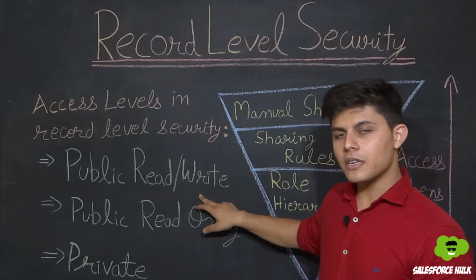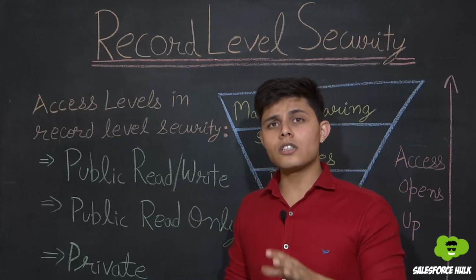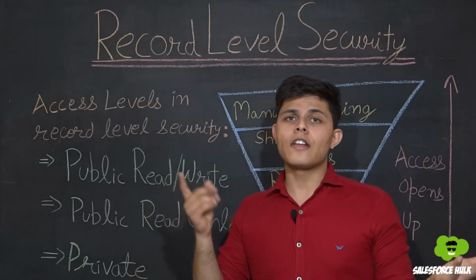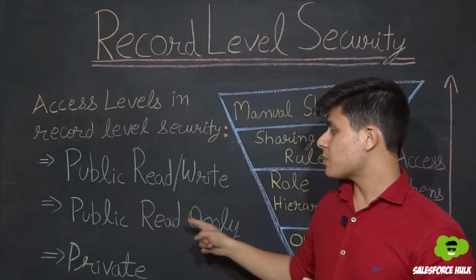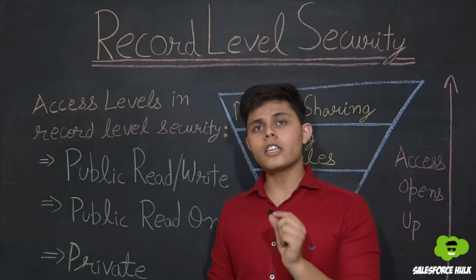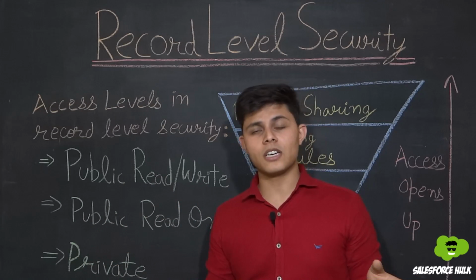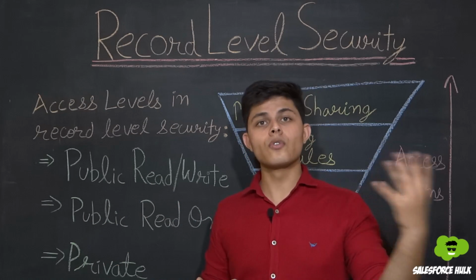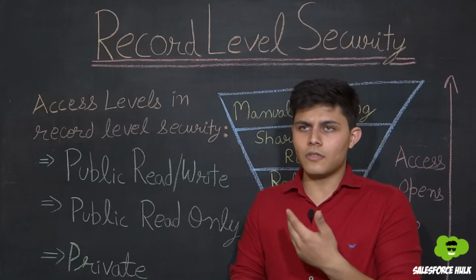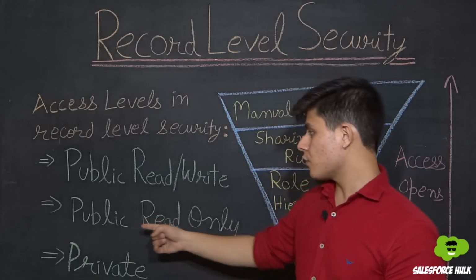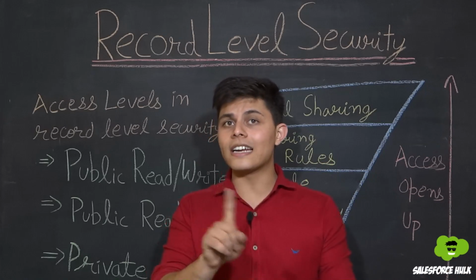What public read write means is that if we have set it public read write, then in that situation all the users who have access to that object in their profile will be able to view all the records and will be able to edit all the records. If we have set it as public read only, then in that situation all the users will be able to view the records on that particular object if they have access at their object level. There will be no restriction on viewing the object, but only certain users will be able to edit the records to whom we have given the access to edit the records. But if you have set it as public read only, then all the users will be able to only view the records, not edit the records.